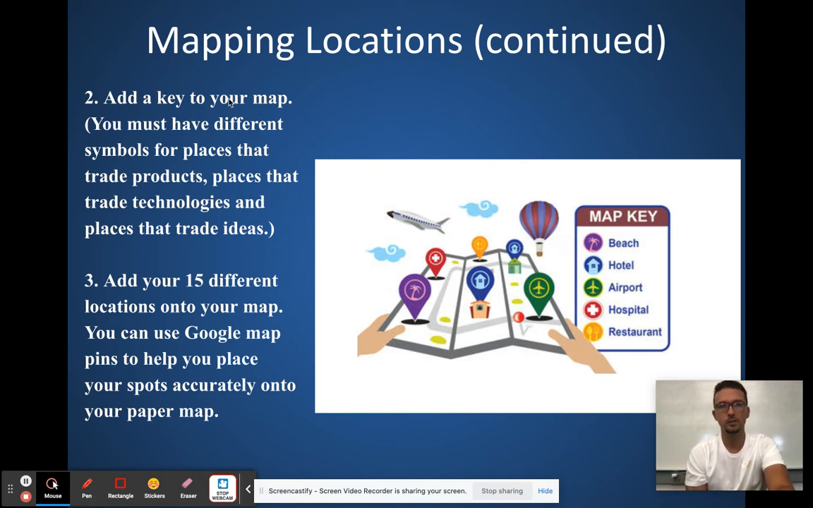You're going to add a key to your map. You're going to end up having 3 different symbols for yours: a symbol for trade products, a symbol for trade technologies, and a symbol for traded ideas. That way on your map, if a green triangle represents trading of ideas, I know that when I see all 5 green triangles, those are places where ideas are exchanged.